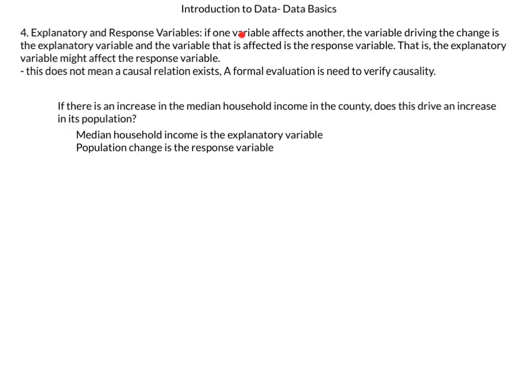I've moved those notes about explanatory and response variables here for your reference so we can do a couple of examples. If there is an increase in median household income in the county, does this drive an increase in its population? In this question, what we're asking is if median household income might show an increase in population. So median household income is the explanatory variable. Population change, then, an increase in population, that would be the response variable.